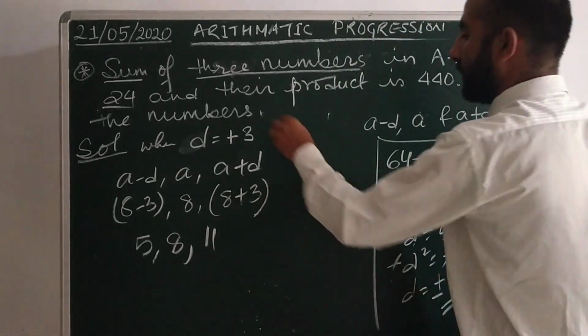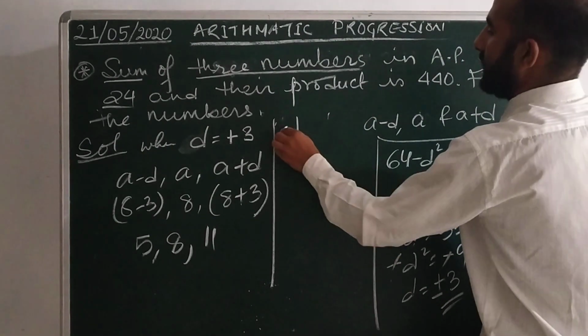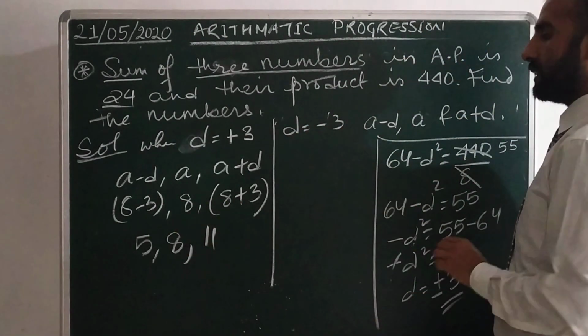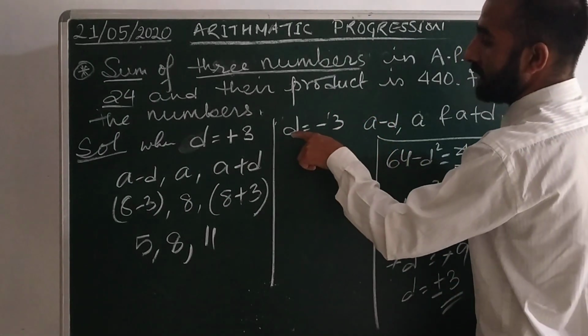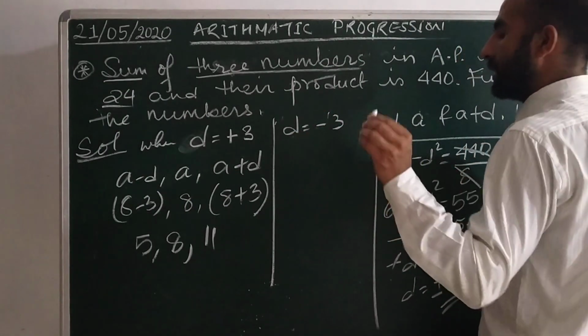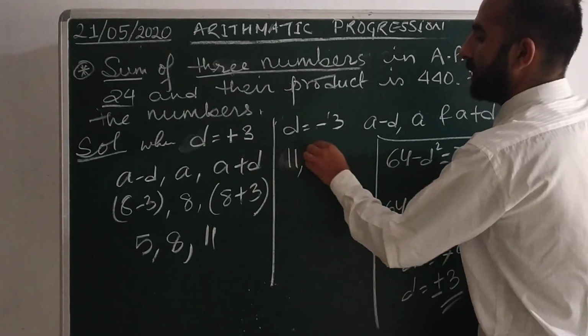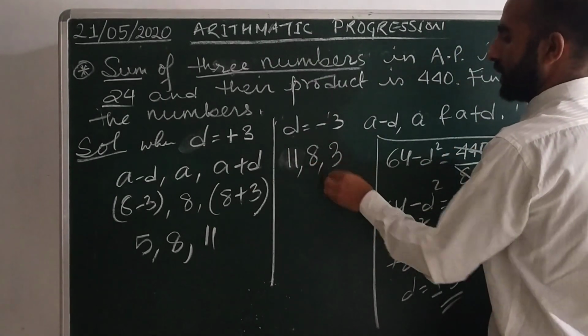Now when you take D as minus 3, then it will be reciprocal. You can try it by yourself. So if you take D equals to minus 3, then you will get the AP as 11, 8 and 3.